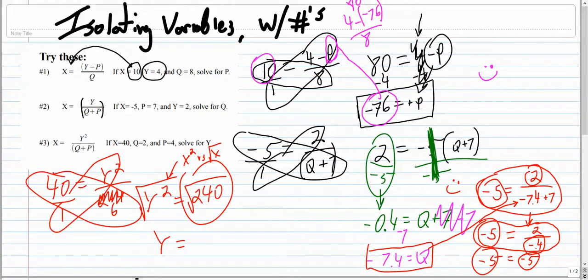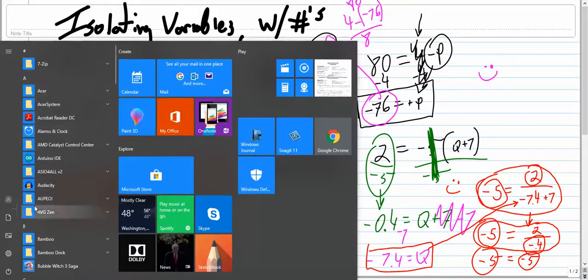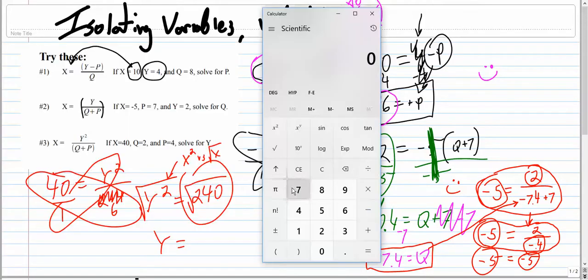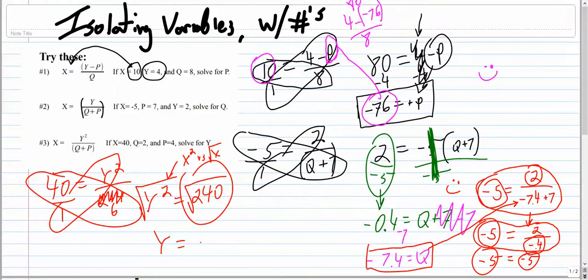So let me find my calculator here. Where is it? There it is. So I've got 240, and then I'll hit the square root button, and I get 15.49. Remember, Moodle likes 2 decimal places, so I'm going to say 15.49.